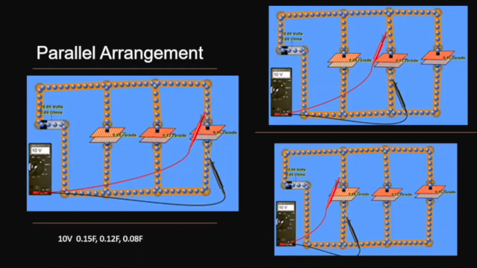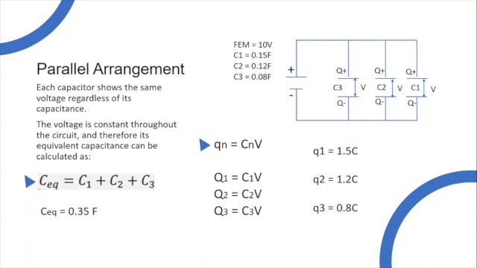For our first circuit, which is a parallel arrangement of 3 different capacitors connected to a 10 volts battery, we can see in the illustrations that the voltage remains constant for each capacitor. This means that the voltage is going to be the same in the whole circuit, and therefore the equivalent capacitance can be calculated as the sum of the three capacitances. And here, in this case, the equivalent capacitance is going to be 0.35 farads.